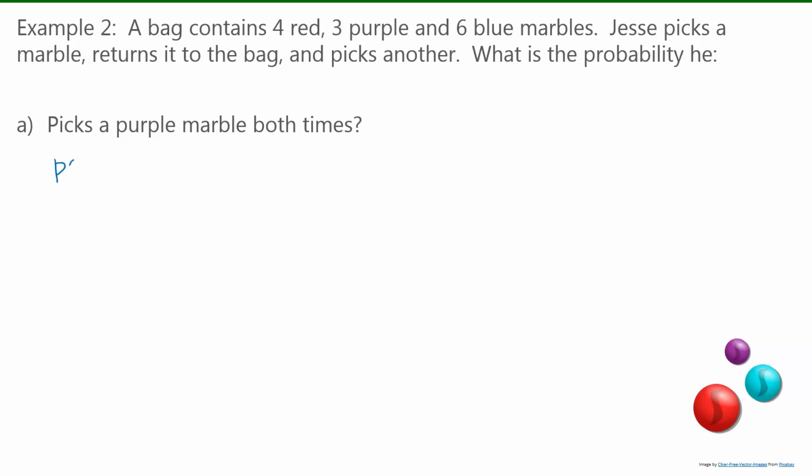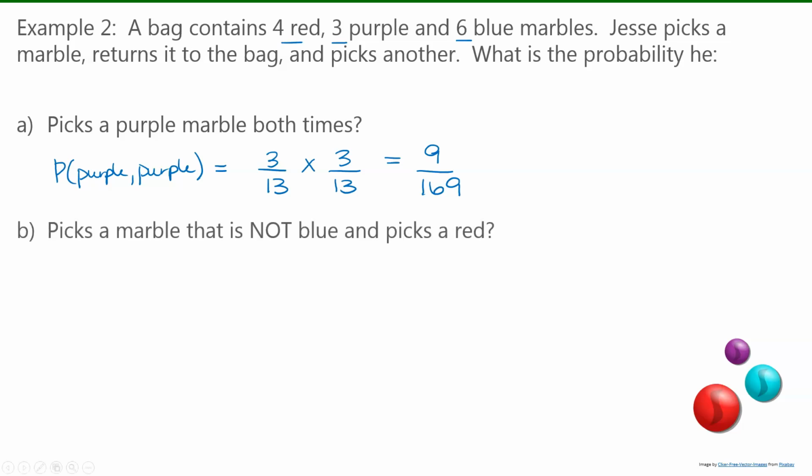So I write probability of purple, and then purple again, and I find the probability of each of those independent events and I multiply them. So the probability of picking a purple marble would be 3 out of 13. We add up how many marbles we have in total, so 4, 3, and 6, so that gives me 13. And then I multiply it by the probability of purple again, which is 3 out of 13. And that gives me 9 out of 169. So the probability of him picking a purple and then another purple marble would be 9 out of 169.